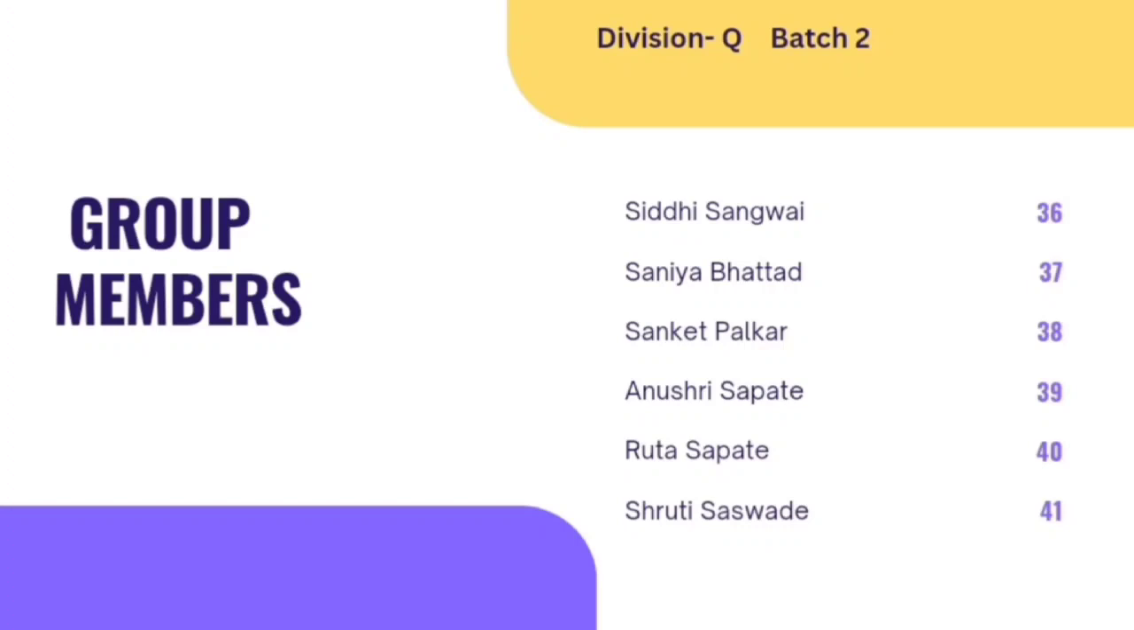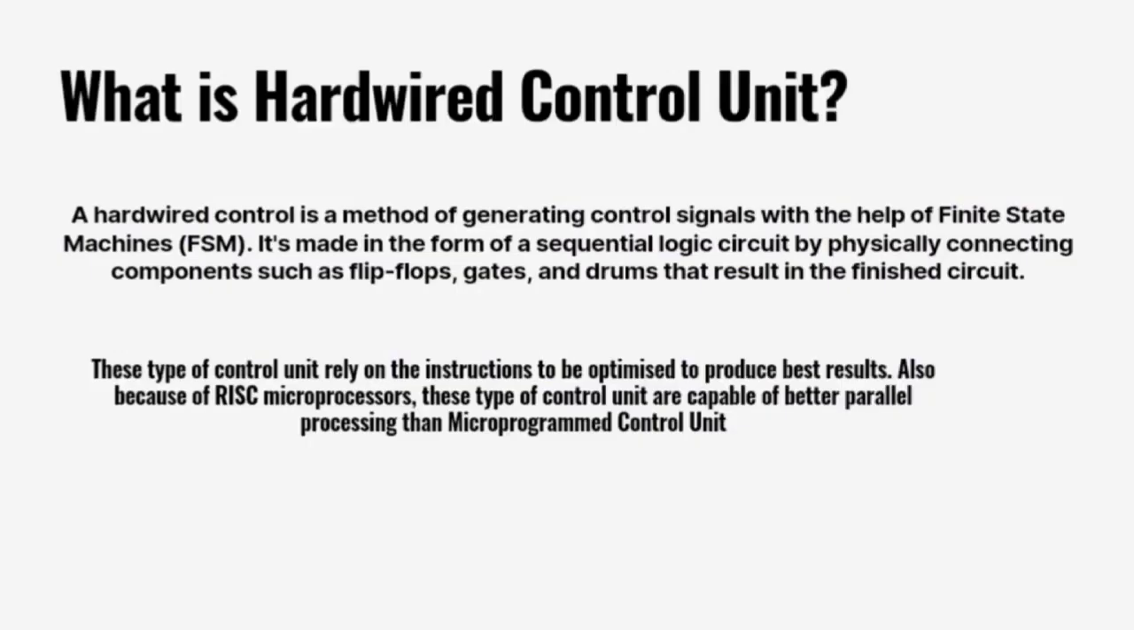We are going to learn about the topic Hardwired Control Unit. A hardwired control unit generates the control signals needed for the processor using logic circuits like flip-flops. Control memory is absent in these control units. This control unit uses a RISC microprocessor. This type of control unit relies on the instructions being optimized to produce the best results. Also, because of RISC microprocessors, this type of control unit is capable of better parallel processing than a microprogrammed control unit.